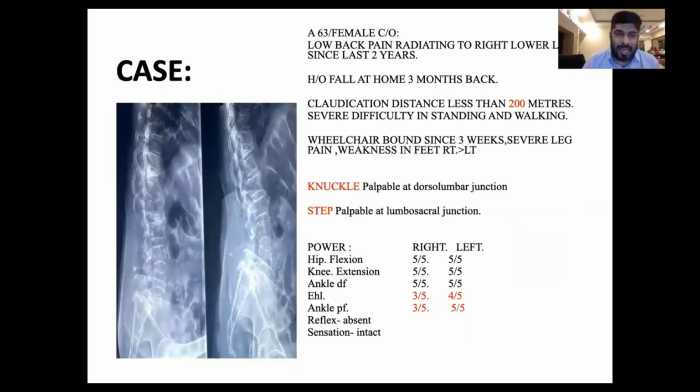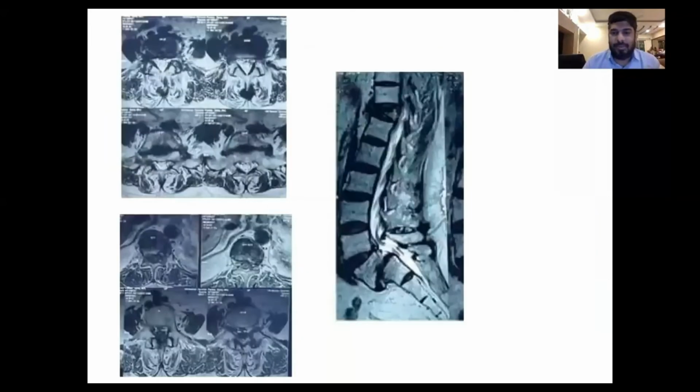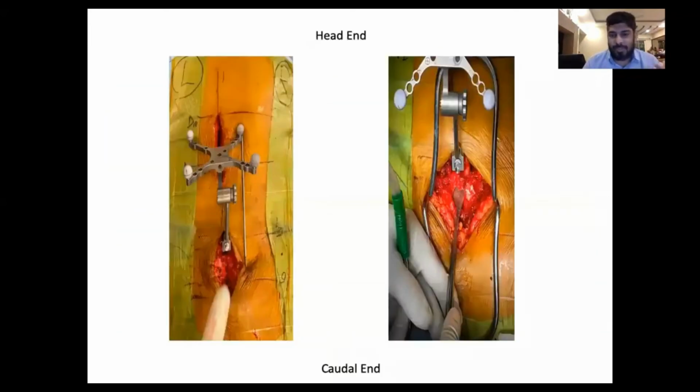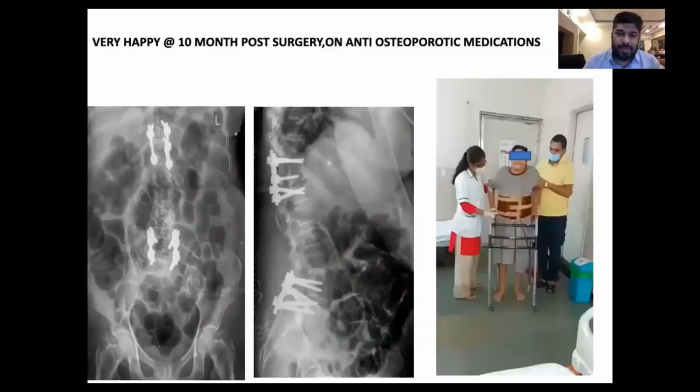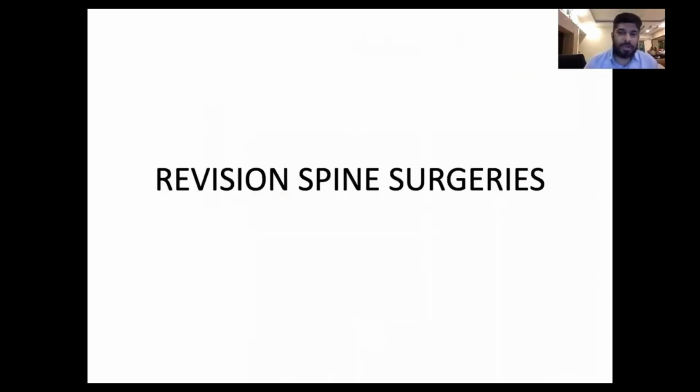And this lady had a double level fracture, the D11, and L5 was lytic listhesis, and it was worsening. We planned for a lumbosacral fixation at the same time. Even there was sitting pain, we planned for a fixation of the dorsal spine fracture. And she really did well. Around 8-9 months follow-up, she's doing excellent. Most of the things of daily living she's doing. She was unable to even get up and stand and walk for nearly 3 to 4 months.